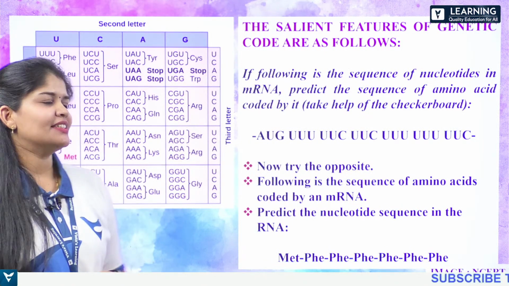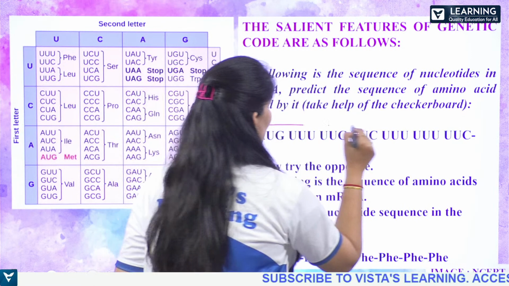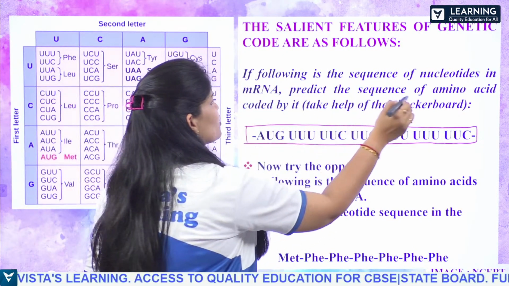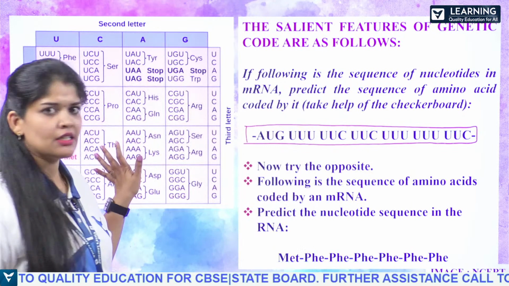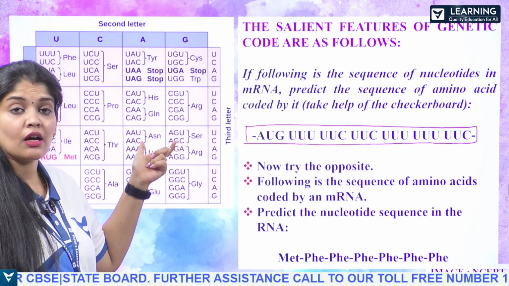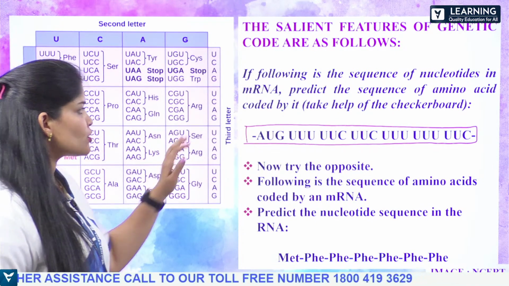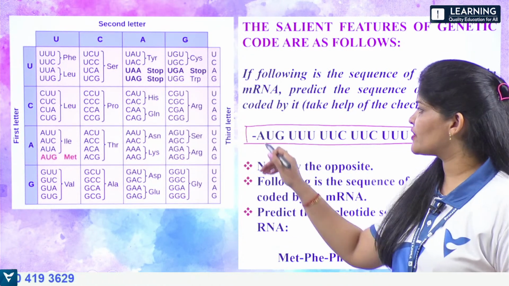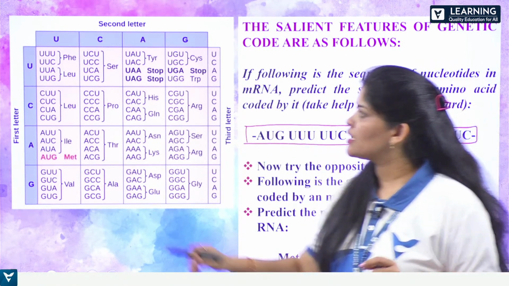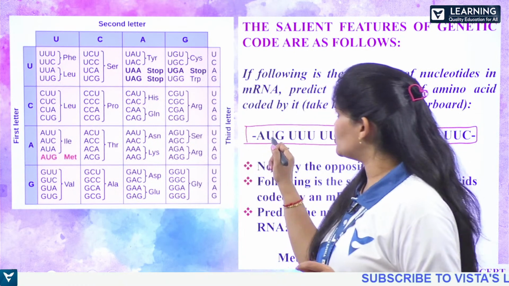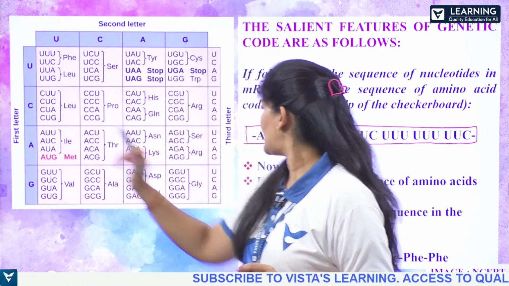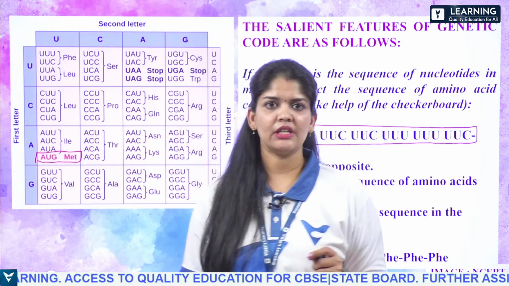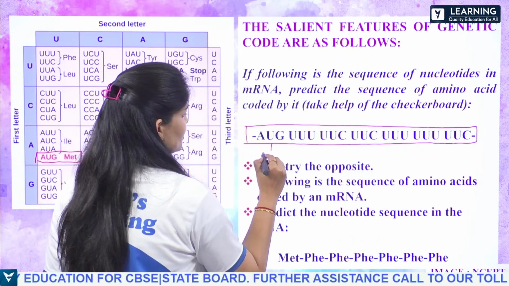Now, here we have a sequence of nucleotides. This is in mRNA. Predict the sequence of the amino acids that are coded by it. I have just explained how the codons can be checked to know which amino acid each is going to produce. So this is a sequence of mRNA we have. AUG. First letter A, second letter U, and third letter is G. It is a start codon. It's going to code for methionine. So this is methionine.